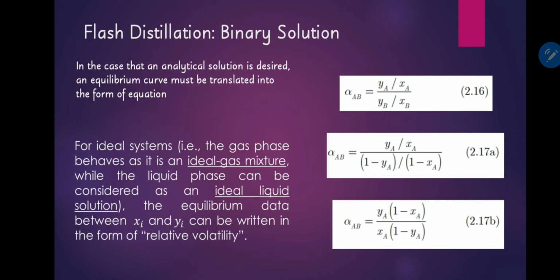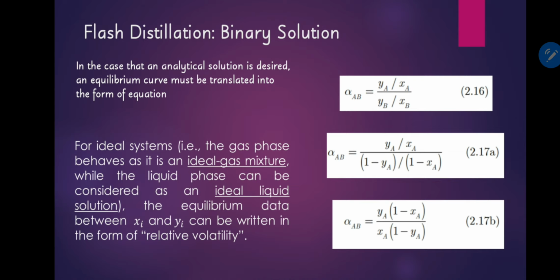Now, what if we are asked to solve using the analytical solution? When we do an analytical solution, there's another property that we need to consider, and that would be relative volatility. Because we need it. Relative volatility of AB is just equal to yA over xA all over yB over xB. Again, this is only for binary solutions.